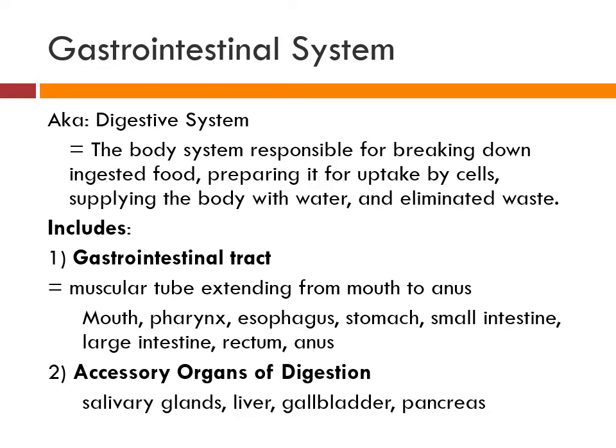The GI tract is a muscular tube extending from the mouth to the anus. It includes the mouth, the pharynx, the esophagus, the stomach, the small intestine, the large intestine, the rectum, and the anus. Accessory structures include salivary glands, and then the liver, the gallbladder, and the pancreas. They also include the teeth and the tongue.